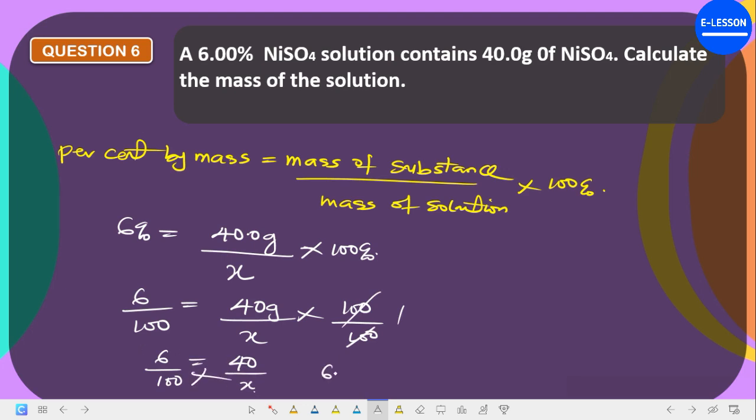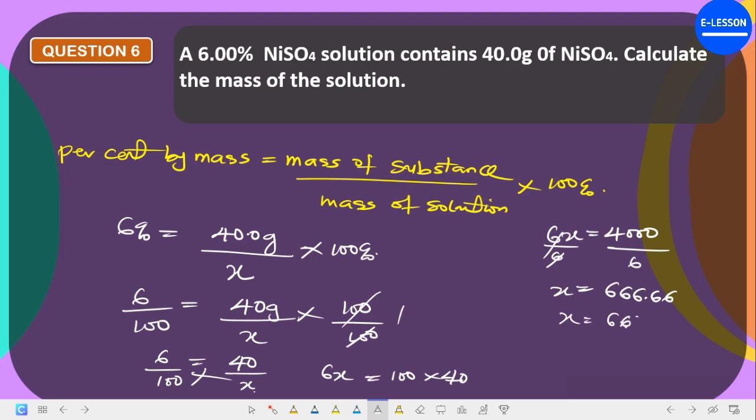Cross multiply. This 6 times S will give us 6S is equal to 100 times 40. And this will give us 6S is equal to 4,000. Divide both sides by 6. S will be equal to 4,000 divided by 6. And that gives us 666.66, which is approximately 666.7 gram. So the mass of the nickel solution is 666.7 gram. That is the solution to that question. Let's look at the next.